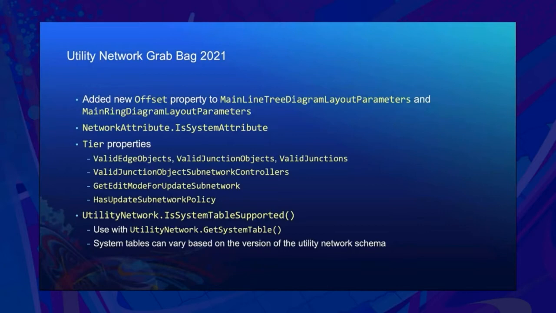So on the grab bag side for the utility networks, we added an offset property to some of the layout parameters classes for network diagrams, and extended the tier properties quite a bit, especially for non-spatial. Also with non-spatial, the utility network schema changed. For the system tables that we provide, we no longer have error tables in our utility network. So now you can call is system table supported to see if the system table is there before you can get a pointer to it, if you need low-level access to those tables.